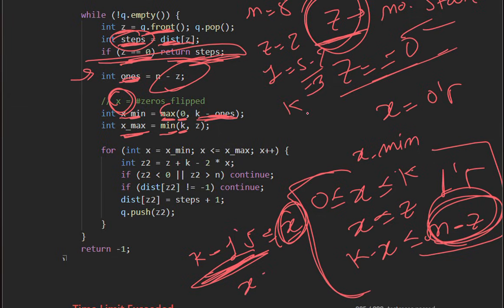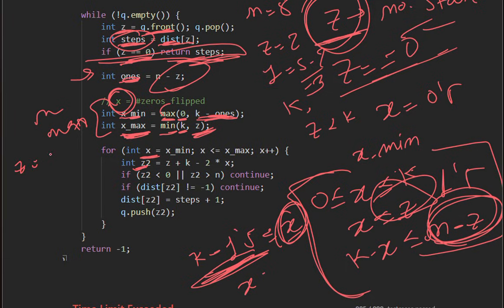Either we can remove k elements, or suppose z is less than k, then we can remove this number of zero elements. That is the maximum zeros that we can flip. So we get minimum and maximum. Now from minimum and maximum we will be checking each value. We'll take each x and find the next state. So already we have discussed the next state is equal to z plus k minus 2 into x, right? This we have already discussed above.